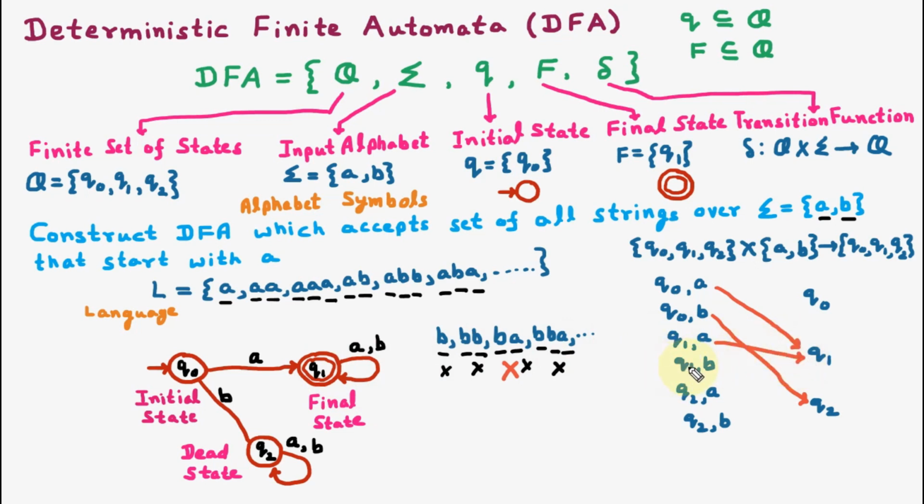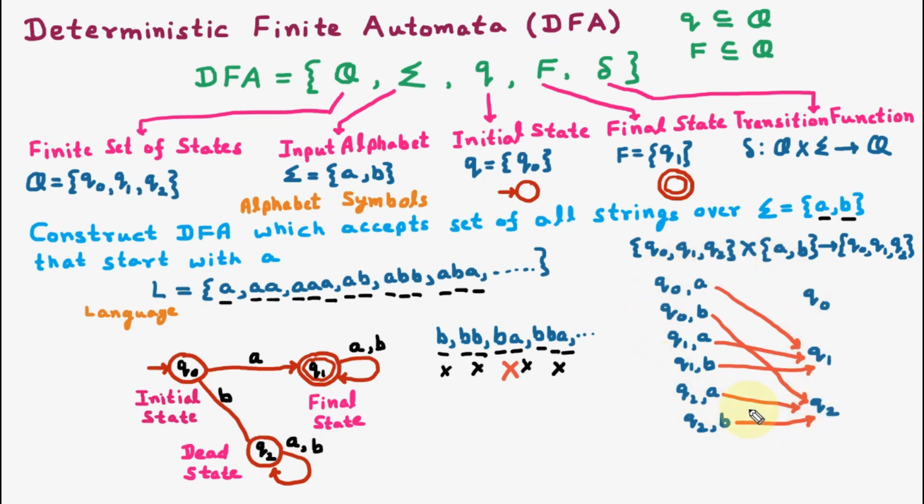Next, we are on Q1 and B will come. So here we are coming back to Q1. So here we are putting the arrow till Q1. Next, we are on Q2. So here the state is Q2 and A will come. So for A, it is a self loop, meaning we are coming back to Q2. Next, we are on Q2 and B will come. So for B again we are coming back to Q2.